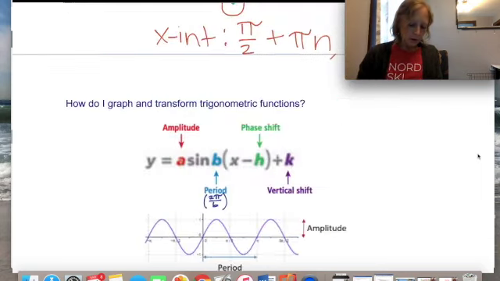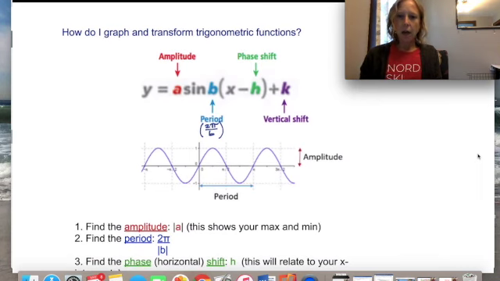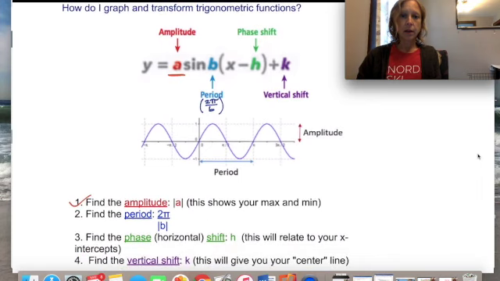So let's look at how can we graph these functions if it's not the parent function and there are transformations occurring. Well, the first thing we're going to want to do is find our amplitude. Again, amplitude is just going to be the number in the front of the function. Second thing we're going to do is find the period of our function. The period is 2 pi over b. So we will have to work with some fractions and divide to find the period of the function. So how frequently is it repeating?